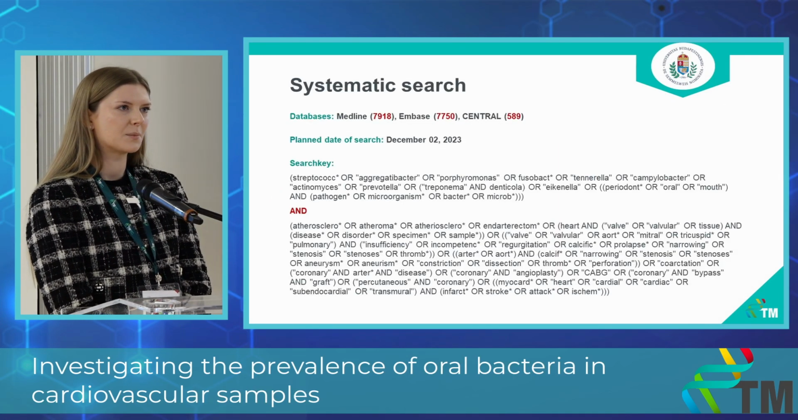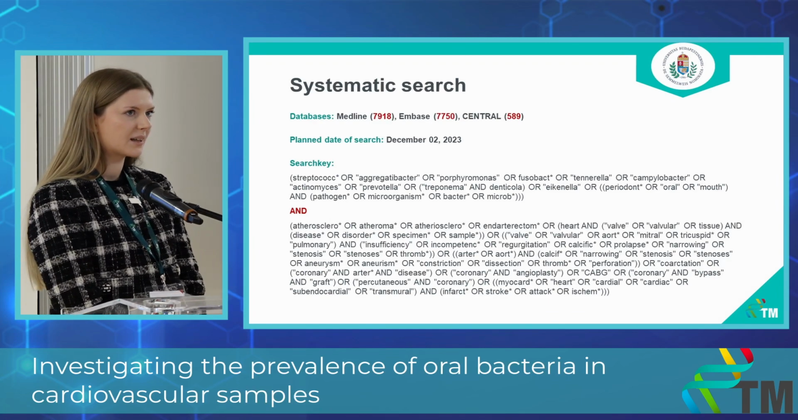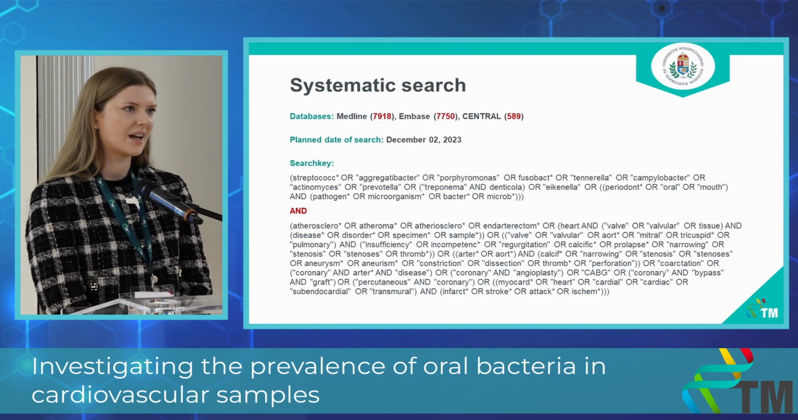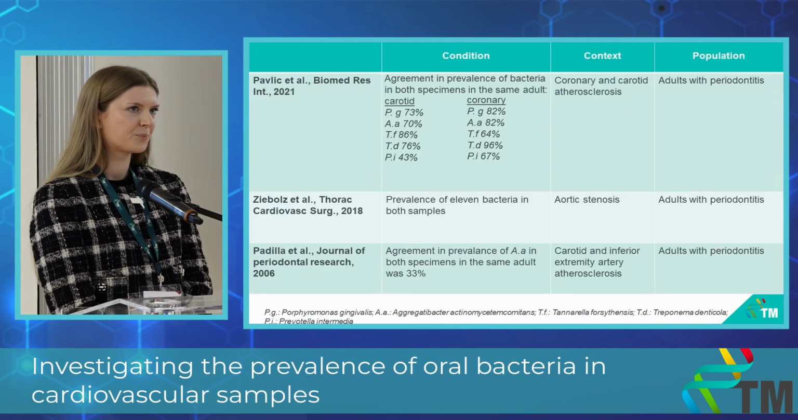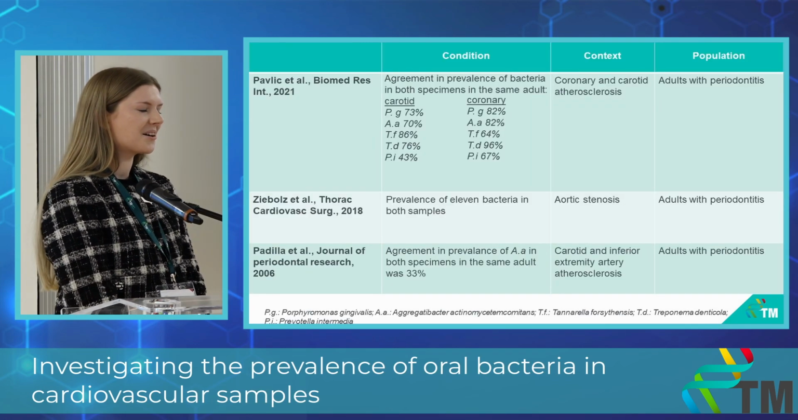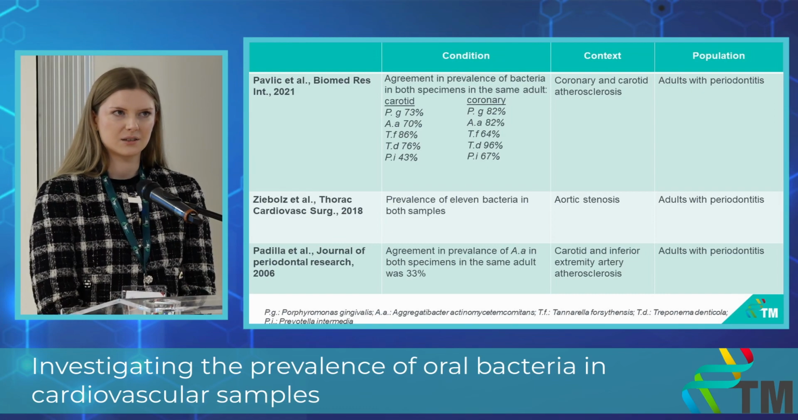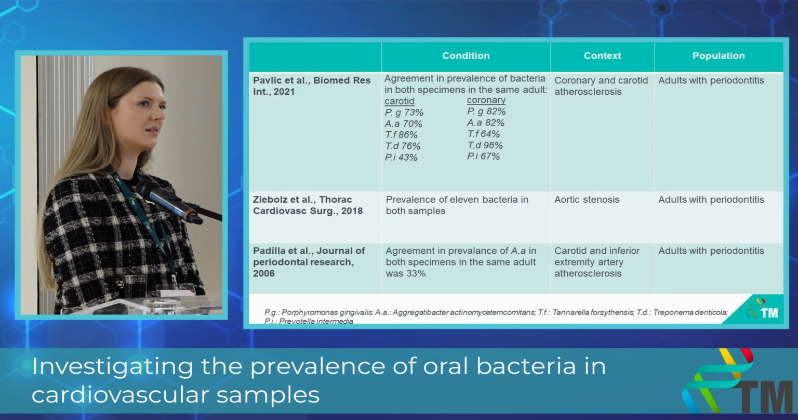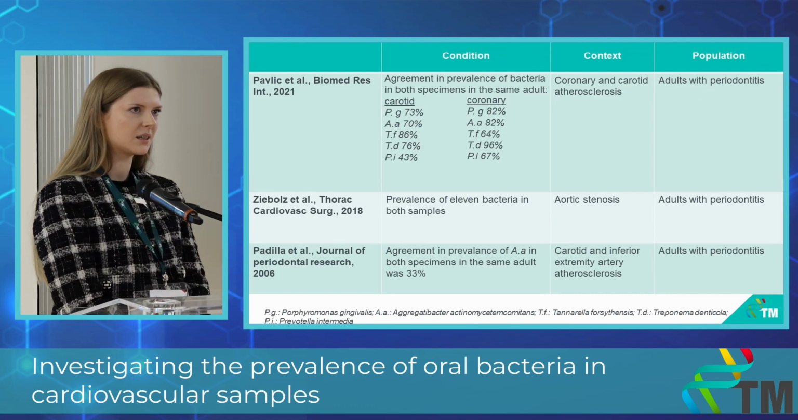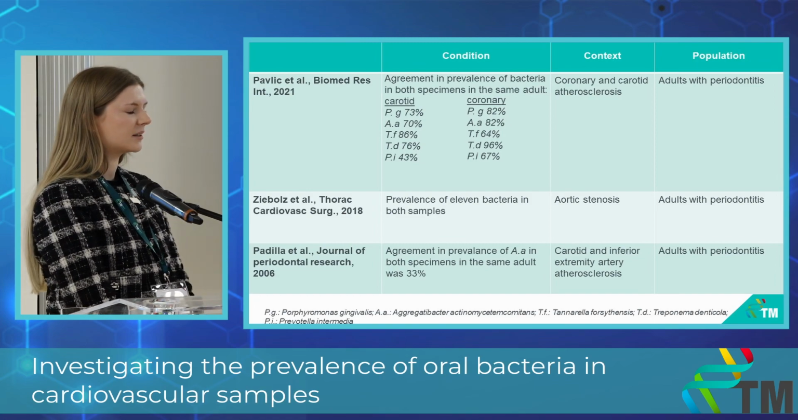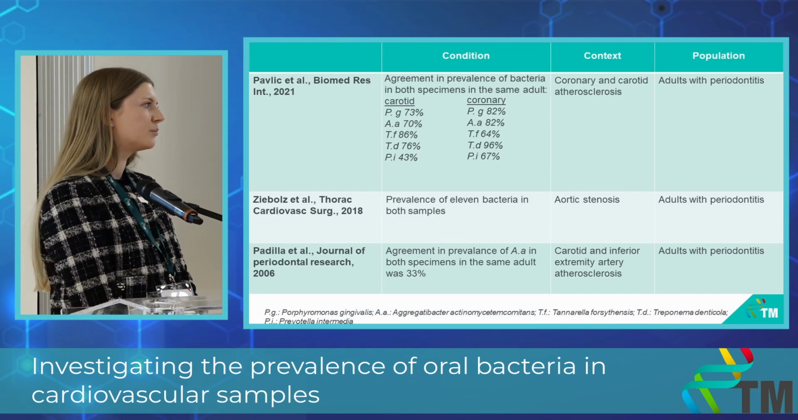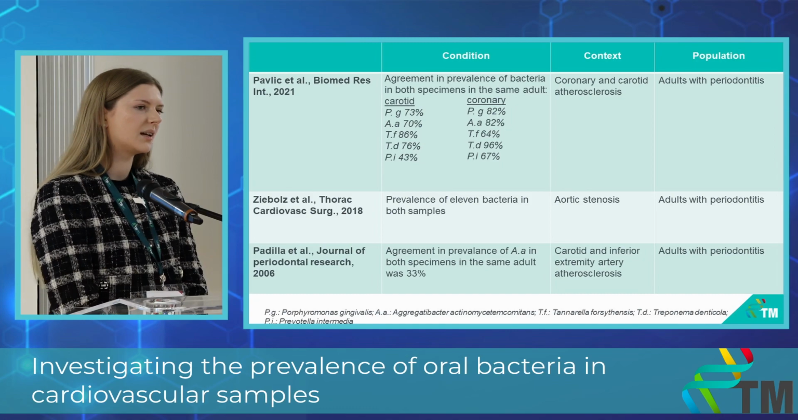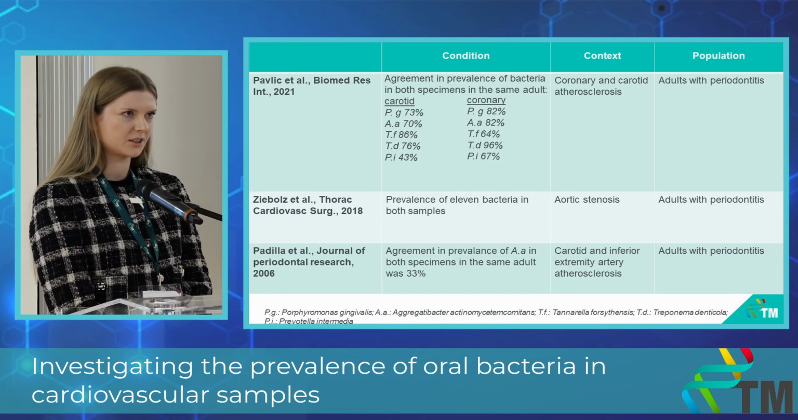And this is my systematic search. The databases we used are Medline, Embase, and Central, and this is my search key. Here are my key articles. The population is adults with periodontitis and cardiovascular disease, and there was a prevalence of bacteria found in both samples from the oral and cardiovascular regions.